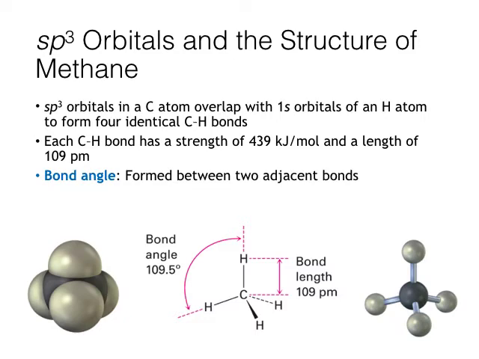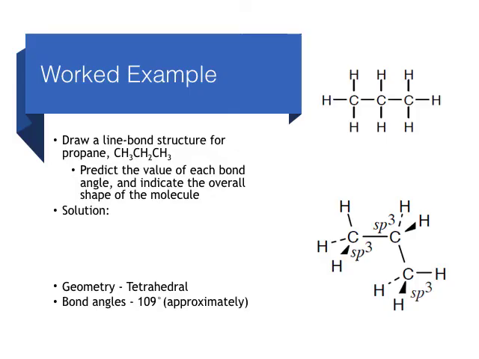So let's now take a look at a worked example. Let's draw a bond line structure for propane and predict the value of each bond angle and indicate the overall shape of the molecule. So the one that you see there at the upper right corner is the line bond structure of propane. So as we can see, all are single bonds. So if all are single bonds, then we can say that the geometry is tetrahedral around the carbon atom and the bond angles are approximately 109 degrees.